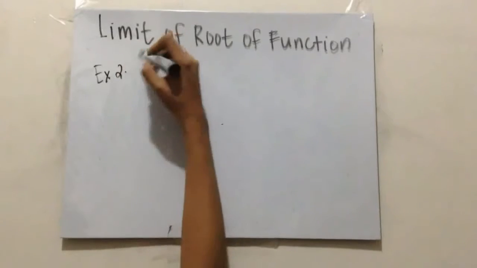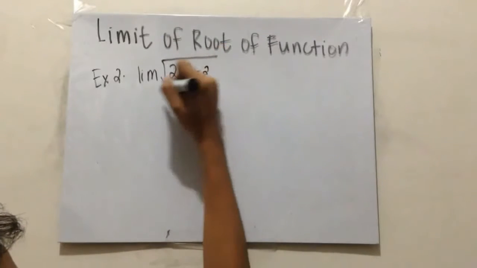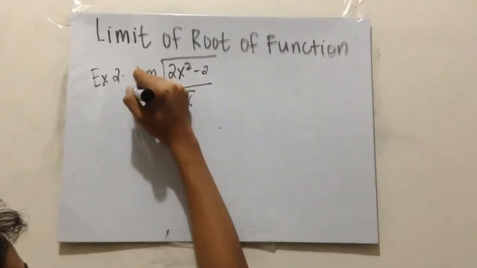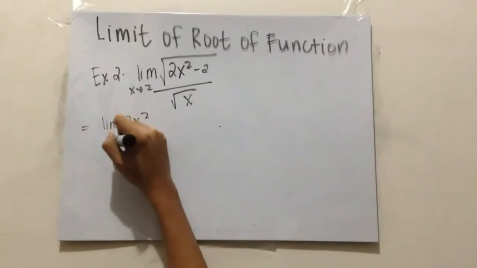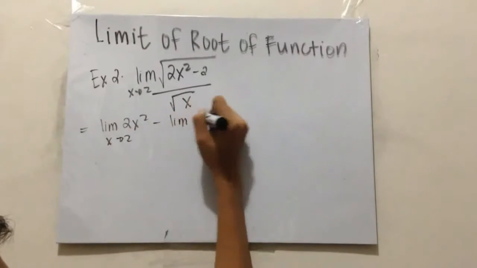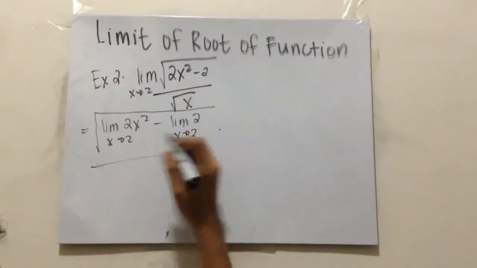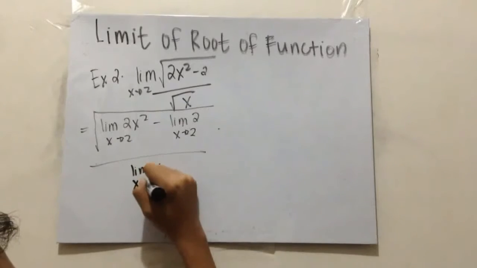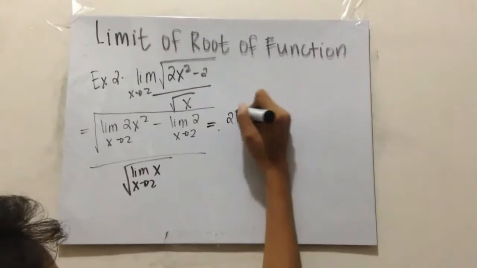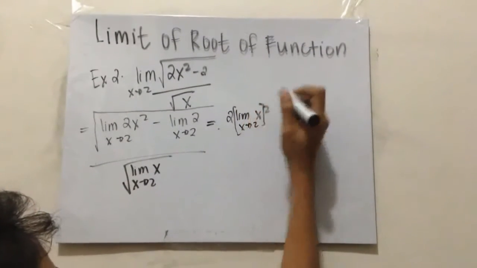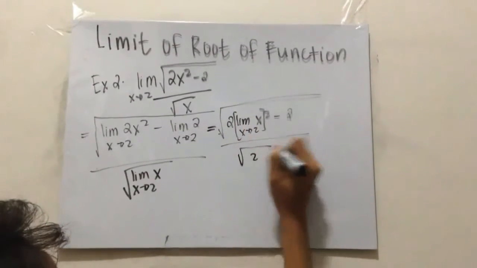So for the second example in the limit of a root of a function, we have the limit of the square root of 2x squared minus 2, over the square root of x, as x approaches 2. We will separate the two terms: the limit of 2x squared as x approaches 2 minus the limit of 2 as x approaches 2, over the square root of the limit of x as x approaches 2. It equals 2 times the limit of x squared as x approaches 2 minus the limit of 2, which is 2, over the square root of 2.